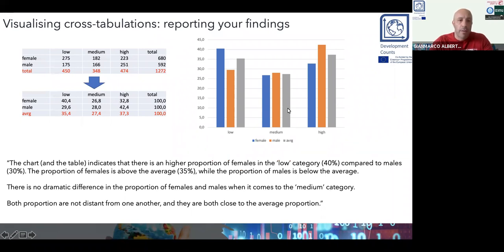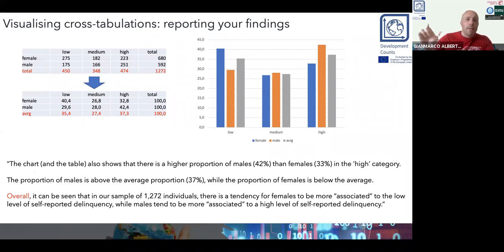And then we can describe our chart. The chart and the table indicate that there is a higher proportion of females in the low category compared to the males. The proportion of females is above the average, while the proportion of males is below the average, as I said previously. There is no dramatic difference in the proportion of females and males when it comes to the medium category of self-reported delinquency. And then we can comment on the high level of self-reported delinquency category, and the chart and the table also show that there is a higher proportion of males than females in the high category, and the proportion of males is above the average proportion, that was 37%, while the proportion of females is below the average.